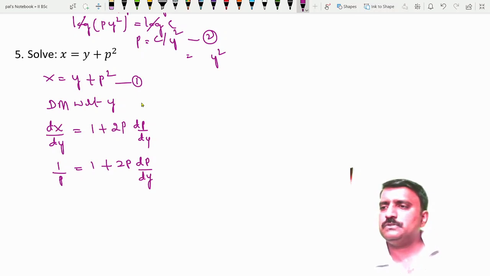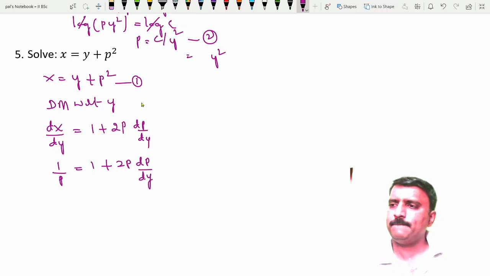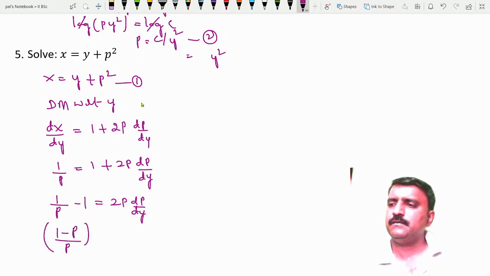Now we have to solve this. So it is 1 by p minus 1 is equal to 2p into dp by dy. Next step, you take the LCM and simplify this. Then it is 1 minus p divided by p is equal to 2p into dp by dy.